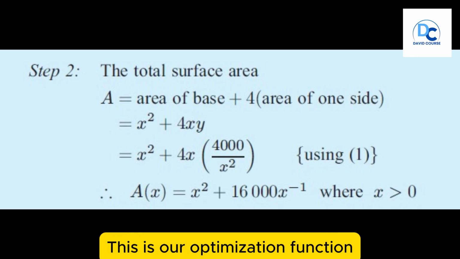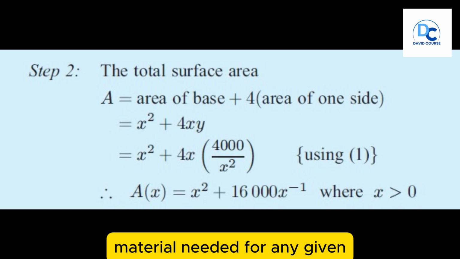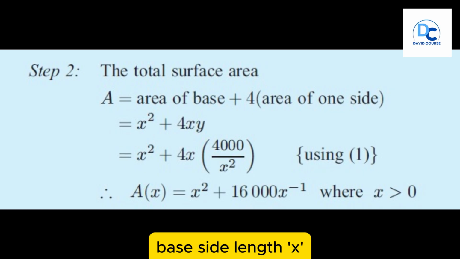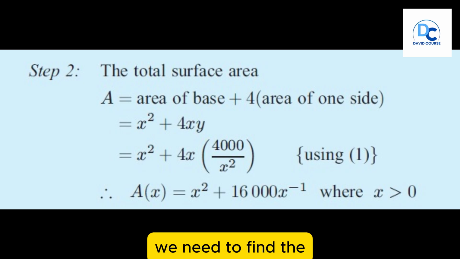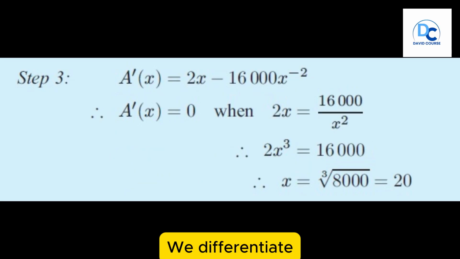This is our optimization function. It tells us the total material needed for any given base side length x. To find the minimum possible material, we need to find the lowest point on the graph of this function. And how do we do that in calculus? We find the derivative. And we differentiate the surface area function with respect to x.